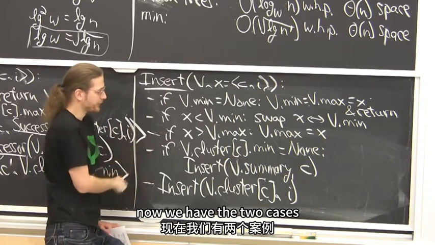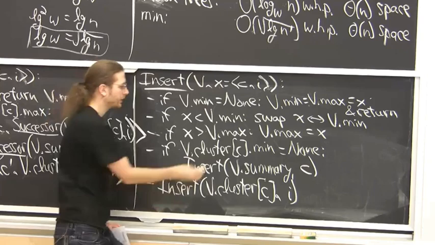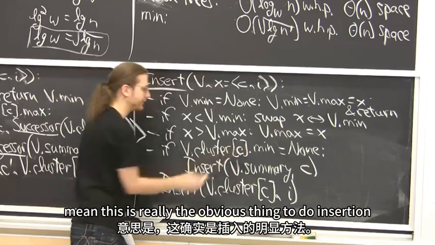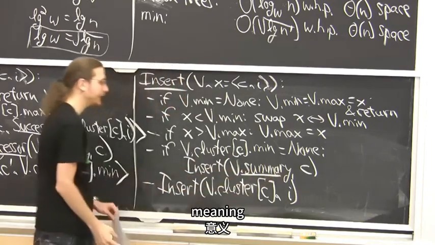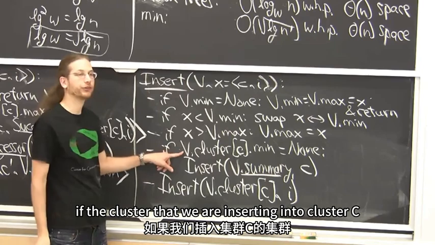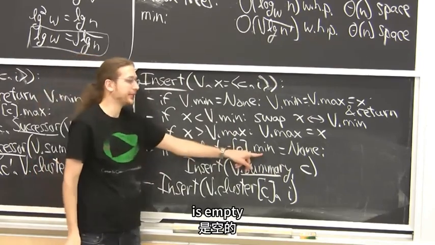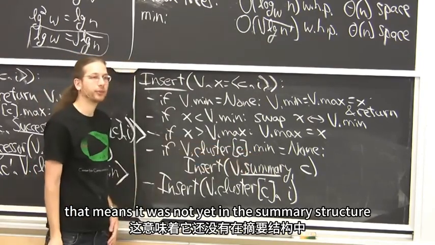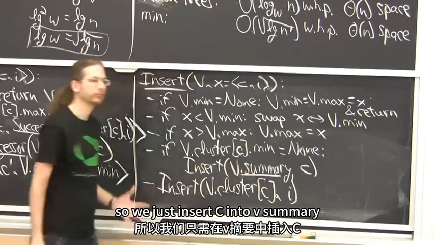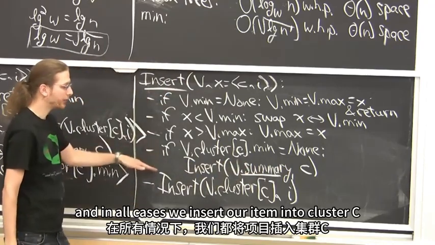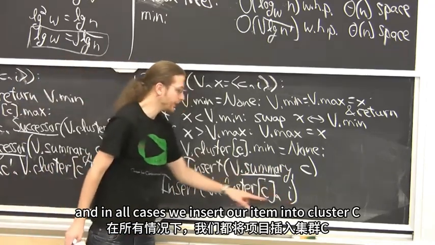Okay, now we have the two cases. This is really the obvious thing to do for insertion. We have to update the summary structure, meaning if the cluster that we are inserting into, cluster C, is empty, that means it was not yet in the summary structure. We need to put it in there. So we just insert C into v.summary. Pretty obvious. And in all cases, we insert our item into cluster C.